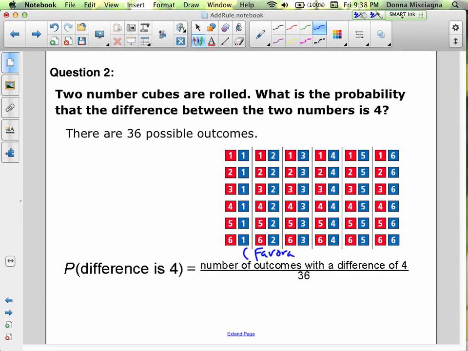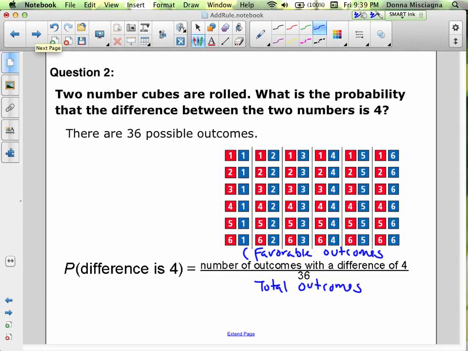So I don't have the picture with all the different outcomes in your notes, but I have the problem in your notes. So just write down what I'm writing down above the equation here. So these are our favorable outcomes because we're interested in how many outcomes have a difference of 4. And 36 is the total number of outcomes because there are 36 different possibilities when we roll 2 dice.